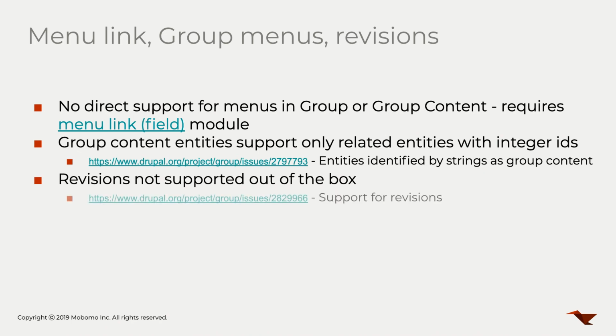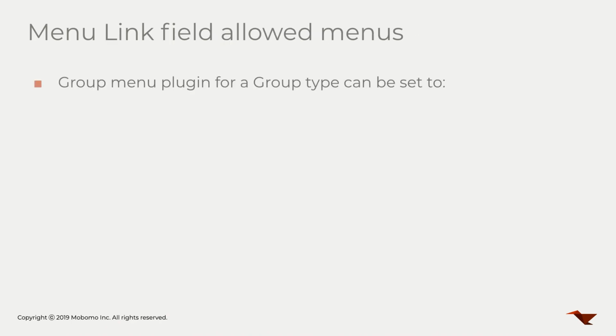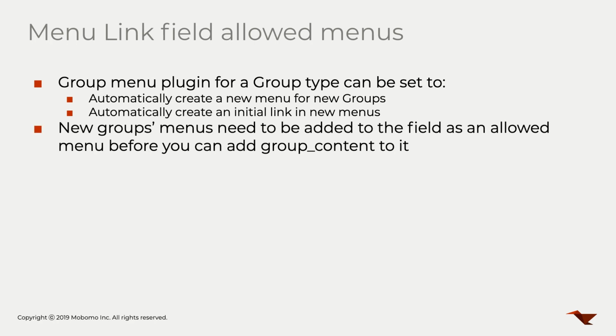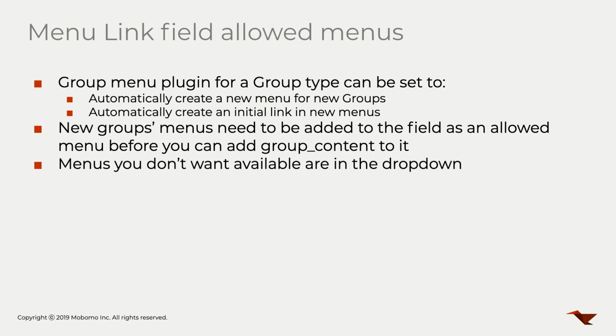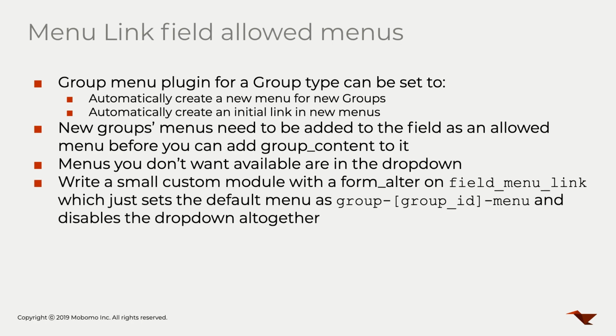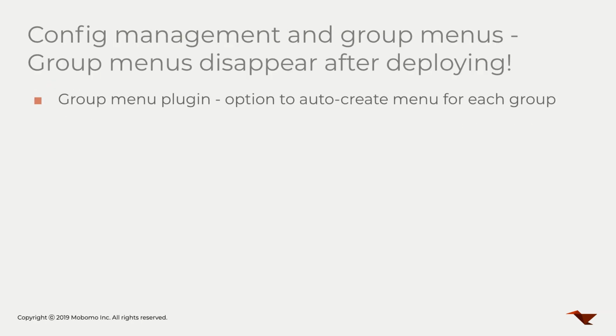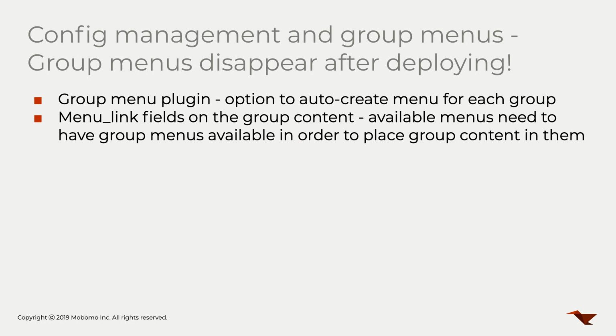We talked about menu links, revisions aren't supported. This one's fun. When you configure the menu link on the group type, just like when configuring your content types, you have to say which menus are available to this menu link field. So when you get into the config export stuff, it really gets hairy because when deploying, they're automatically created, so you have new menus. We have menus that are automatically enabled as available in the menu link field.